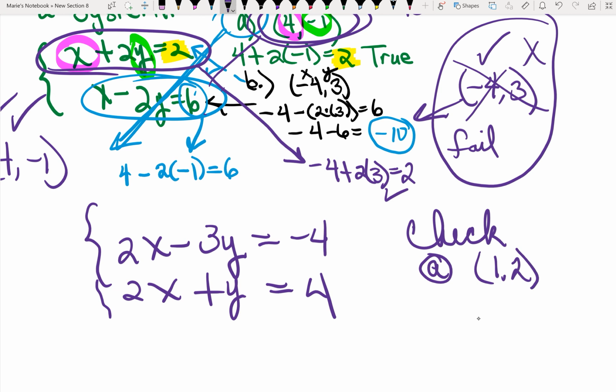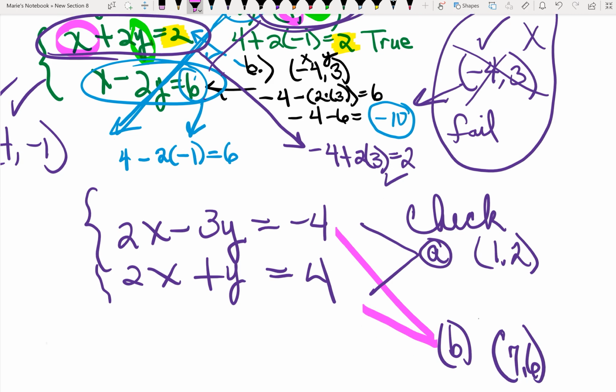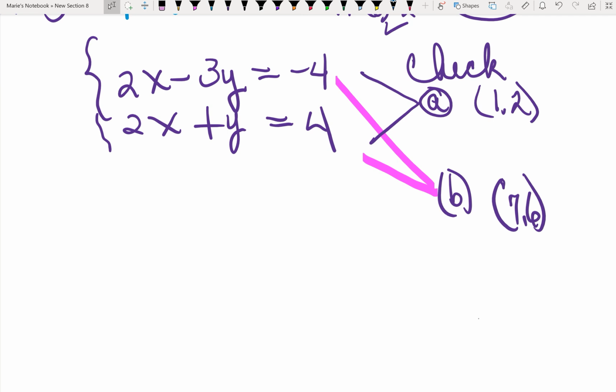And then they also want you to check whether B is a solution, and that one is coordinate point 7 comma 6. So remember, it has to work for both respectively. So when you do this, you're going to do it twice, once for each equation. Go ahead and go. I'll give you 2 minutes, should be enough.